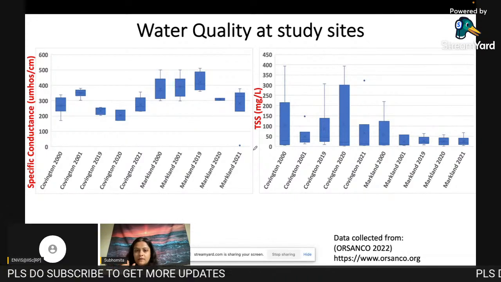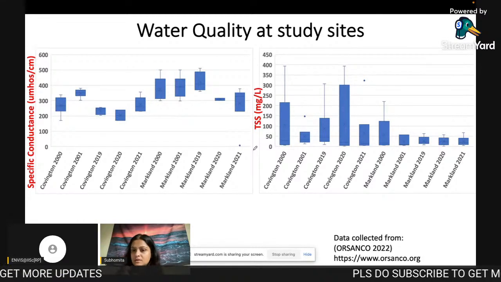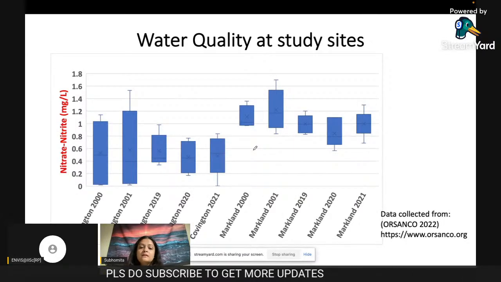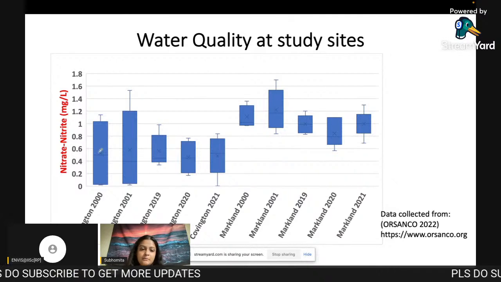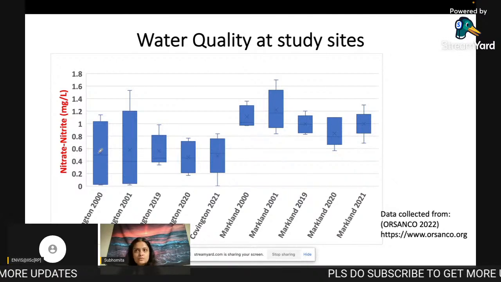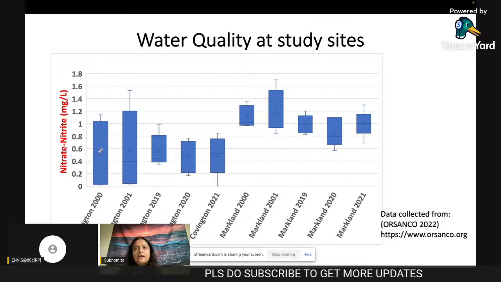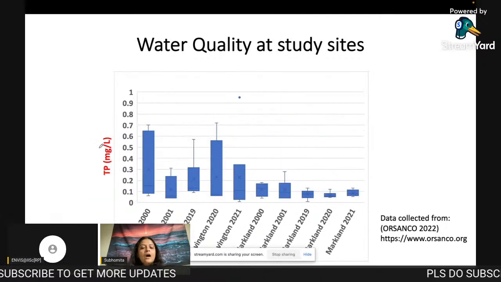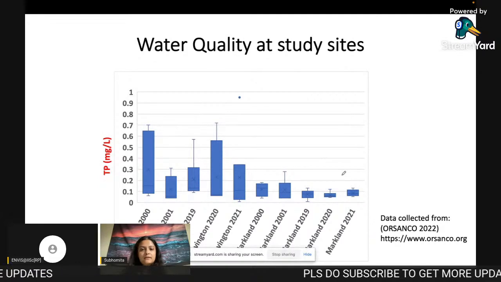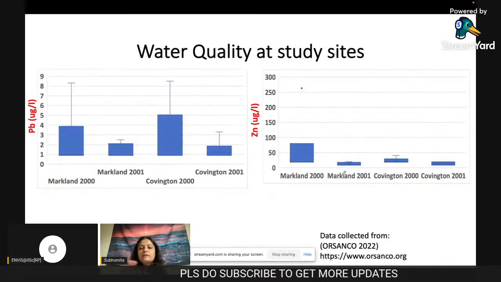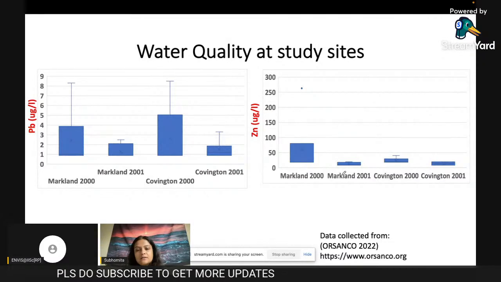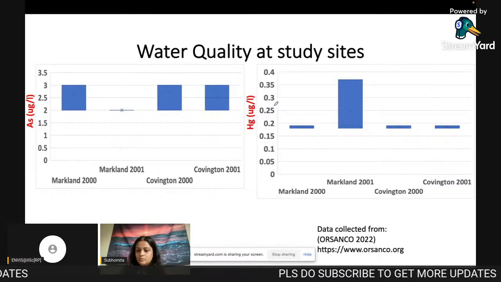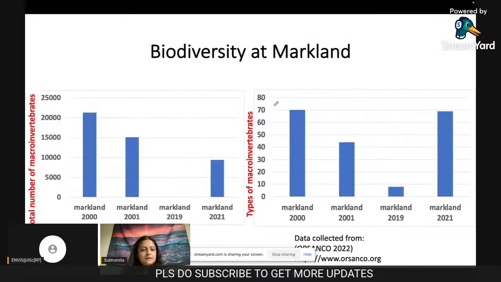These two are very specific indicators of water quality and water pollutants being added, which we will investigate later. Nitrate is very high in Markland compared to Covington, which is not surprising because nitrate is used in pesticides and fertilizers, and Markland has a lot of agricultural sites in that area, which is not present in Covington. Although the phosphorus content was sort of low on the Markland side. We also detected some metals, like lead, zinc, arsenic, and mercury, although these need to be investigated further.